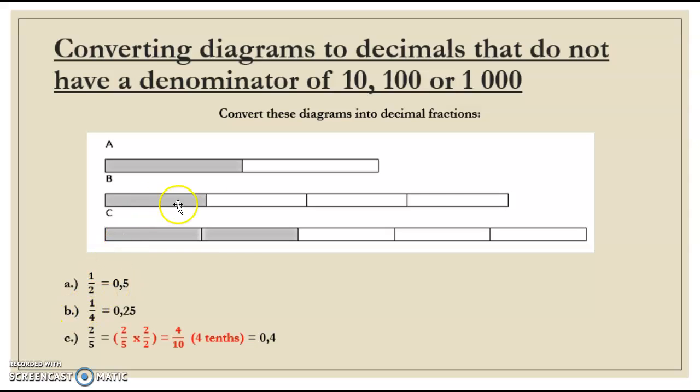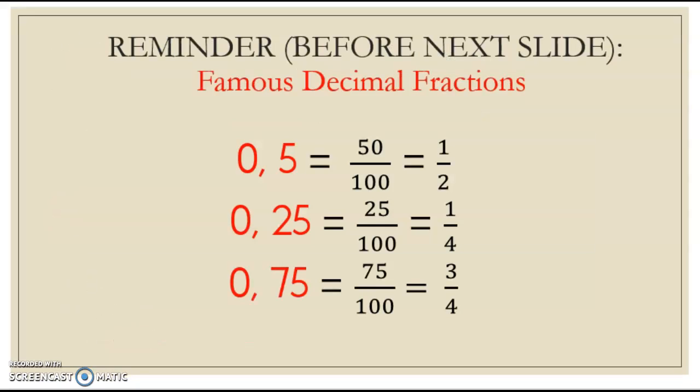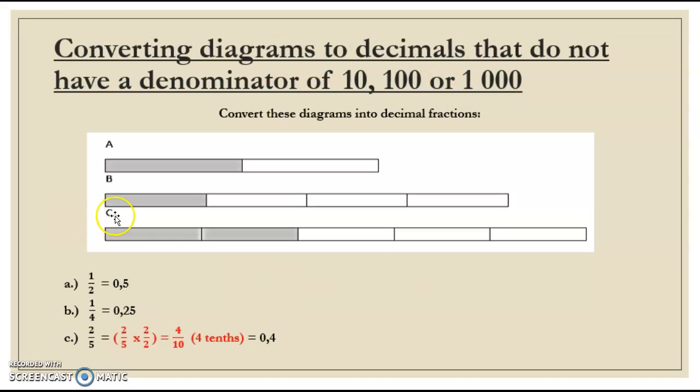B. 4 pieces in this fraction strip. 1 of them is colored in. 1/4 written as a decimal is 0,25. Question C. This fraction strip is chopped up into 5 pieces, 2 of which are colored in. That makes it 2/5. We have a problem here because I have not given you this fraction in the previous slide, so we are going to have to make a plan.